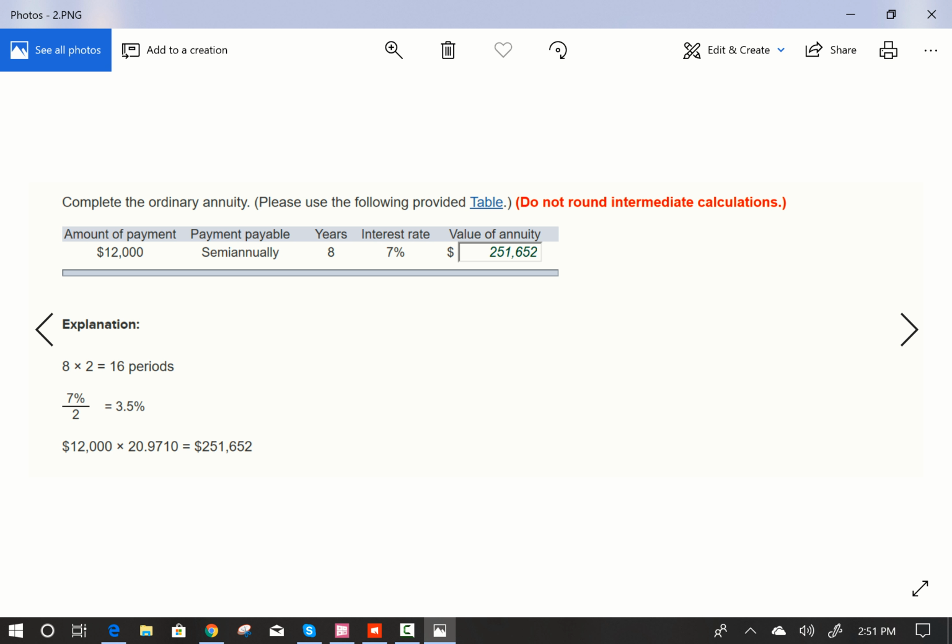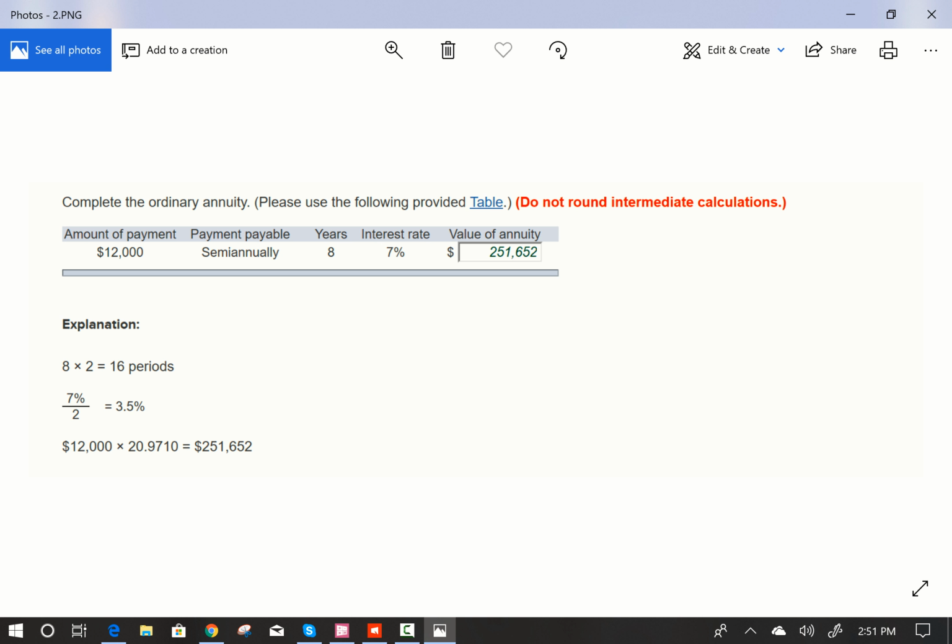Okay, we're going to complete the ordinary annuity, and we have a $12,000 payment that's made twice a year, semi-annually, for 8 years at 7% interest. So in the explanation at the very bottom, we have 8 years times the number of times we deposit in a yearly period, twice, which gives us a total of 16 periods, the number of investment periods.